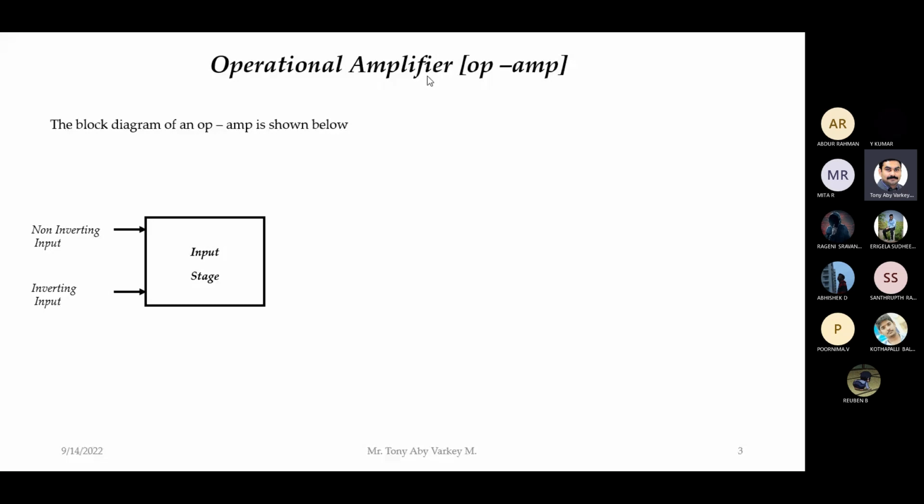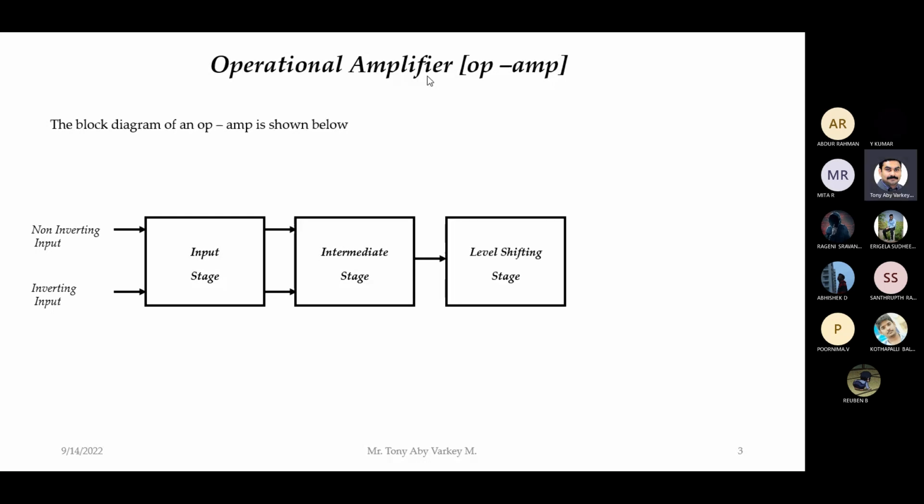Now this is given to an input stage block, which has very high input impedance. From that also there will be two outputs. Then it is given to an intermediate stage. From there, a single output comes. Then there is a level shifting stage, and then a final output stage, from which you will get the output. So these are the blocks, a very simplified block diagram of an operational amplifier.